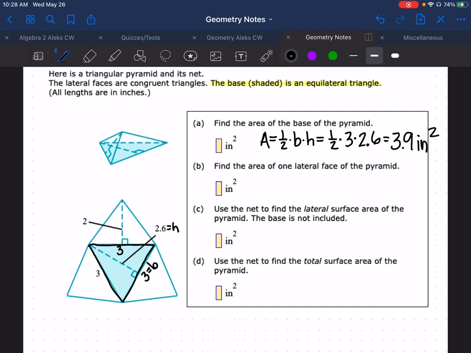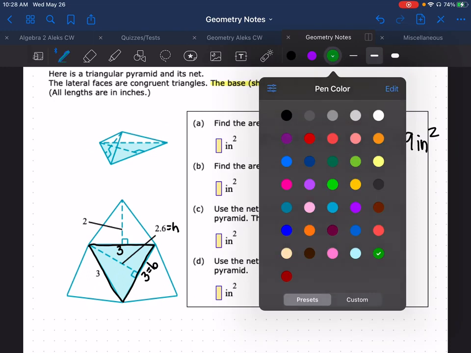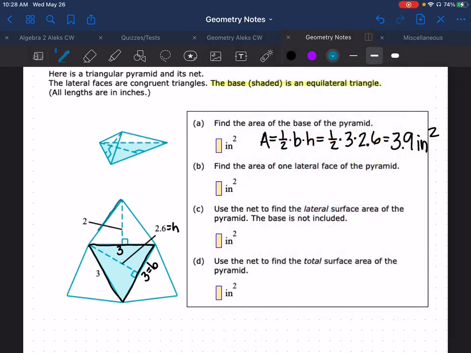The area of one of the lateral faces of the pyramid. It wants to know the area of one of these triangles. So once again, I'm using that same formula, 1/2 the base times the height. This would be the base, this would be the height. So it's 1/2 times 3 times 2, which gives me 3 inches squared.